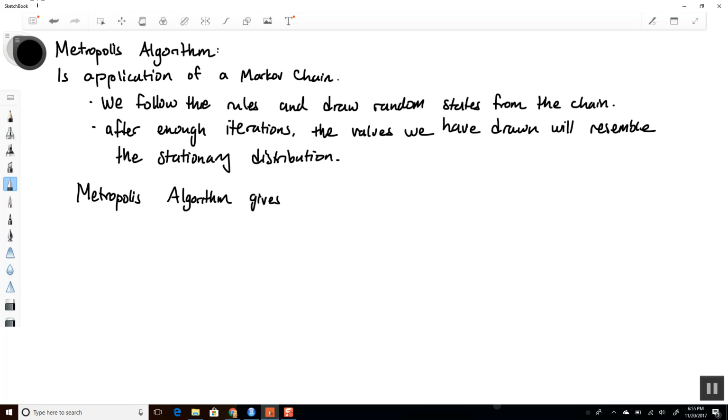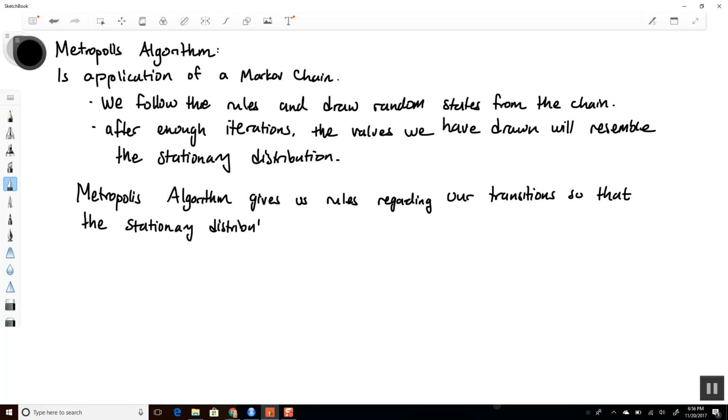The Metropolis algorithm basically gives us rules regarding our transitions so that the stationary distribution of the chain, the distribution of the Markov chain, will equal the desired target distribution.